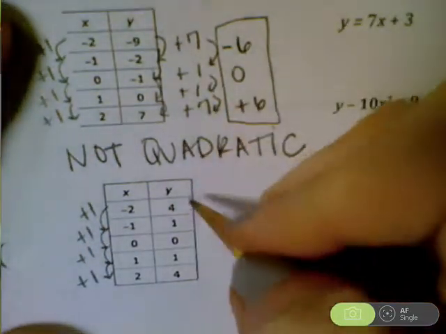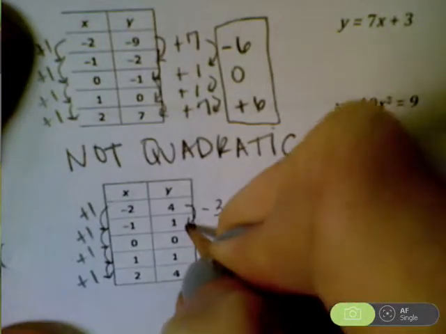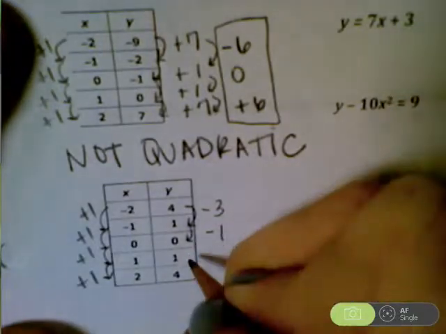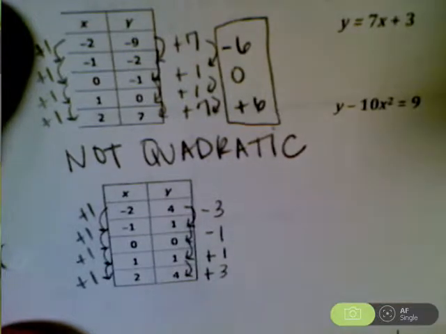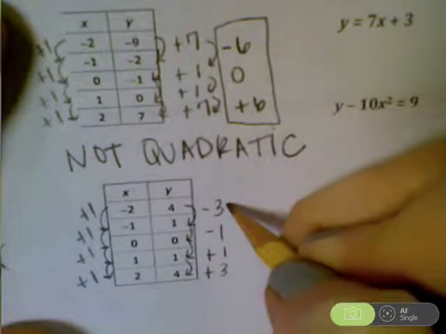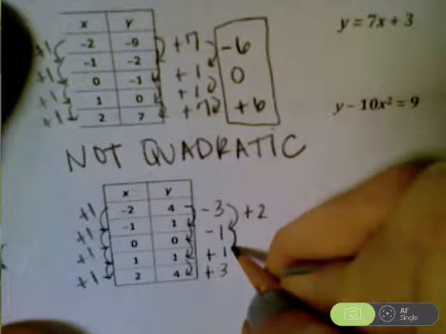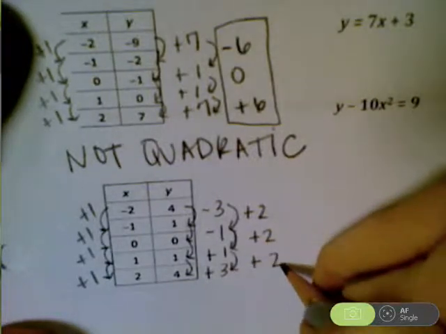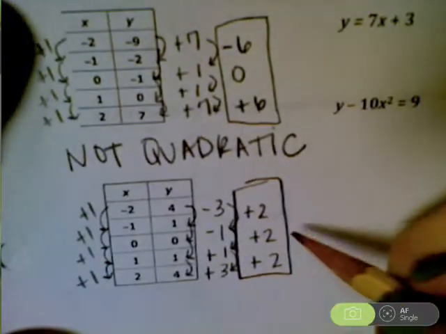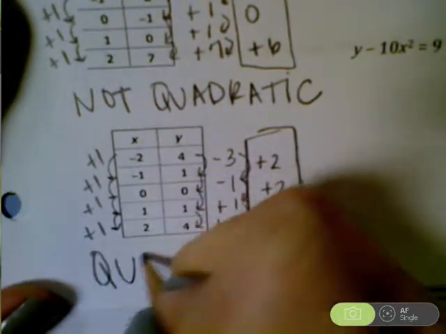So now let's look at the y values. What's the change between positive 4 and positive 1? Between 1 and 0? Between 0 and 1? And between 1 and 4? Okay, now go one more step. What's the change between negative 3 and negative 1? Between negative 1 and positive 1? And between positive 1 and positive 3. So do we see the constant second difference that we're looking for? Yes. So that's why this is a quadratic function.